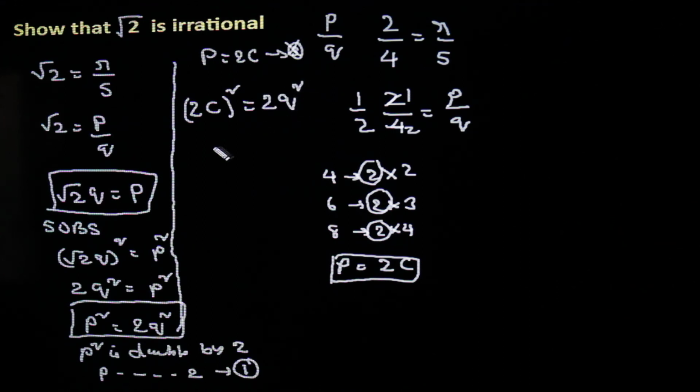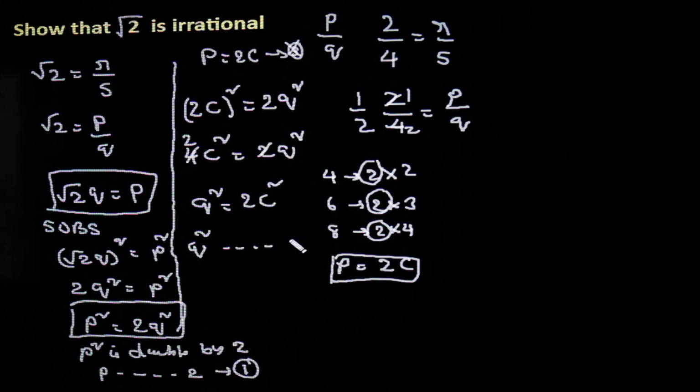2 square is 4, so 4c square is equal to 2q square. 2 times get cancelled. q square is equal to 2c square. Q square can be expressed as 2 into something, therefore q square is divisible by 2. If q square is divisible by 2, q is also divisible by 2. That is the second result.